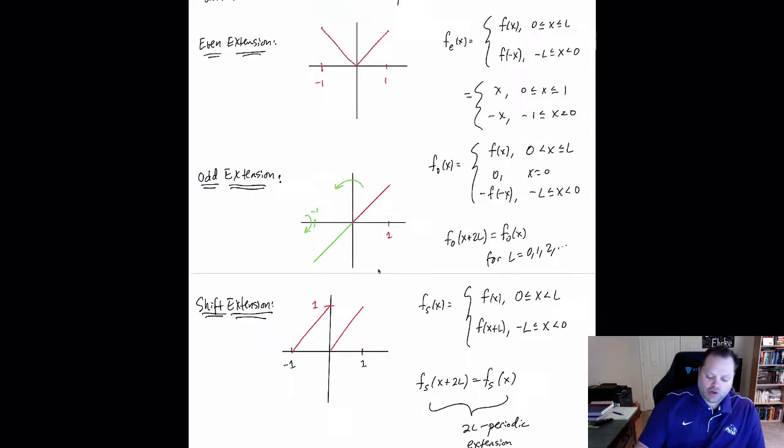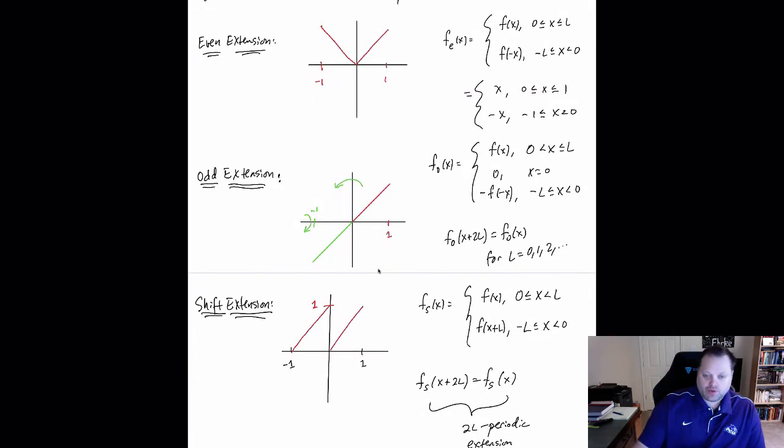So here's the big question that I want you to answer. And don't cheat on me. Actually commit to an answer on this. Which of these three extensions do you think will give the least error? And what's your reason for that?